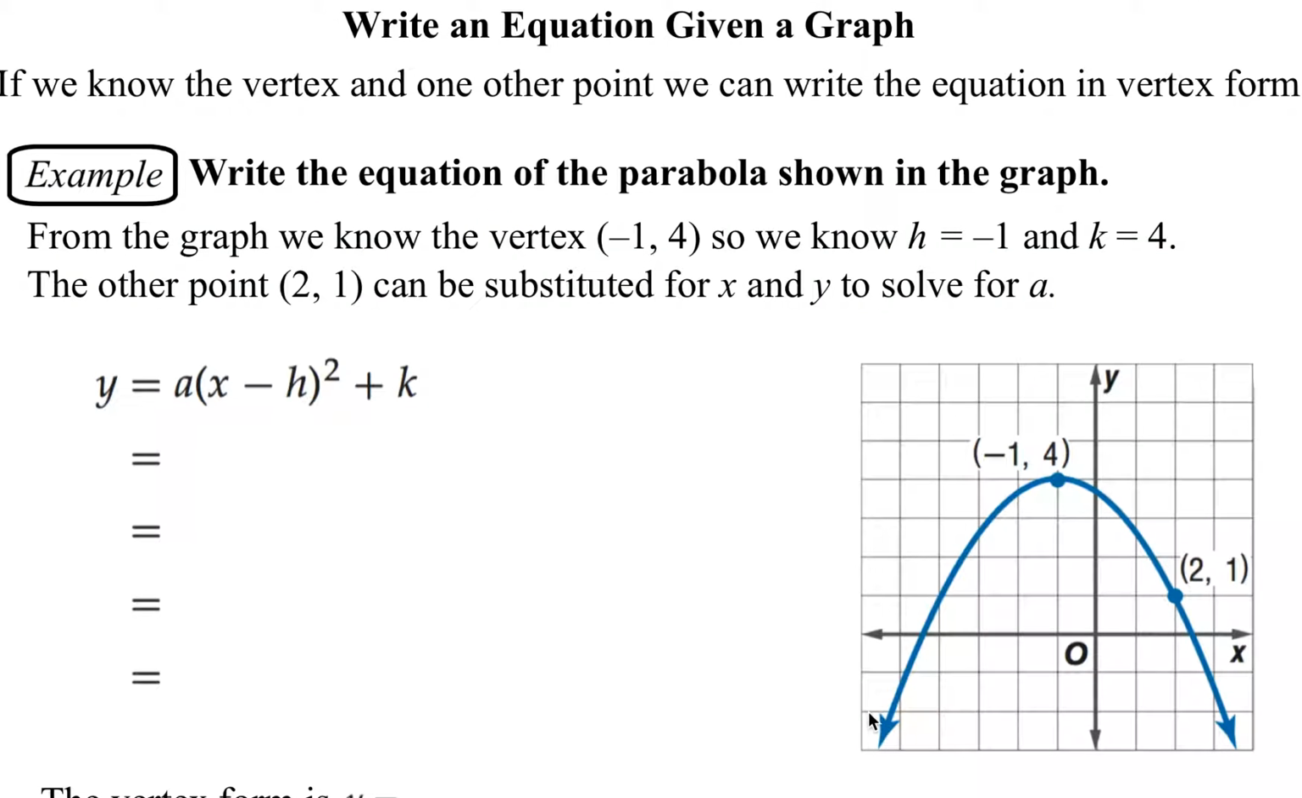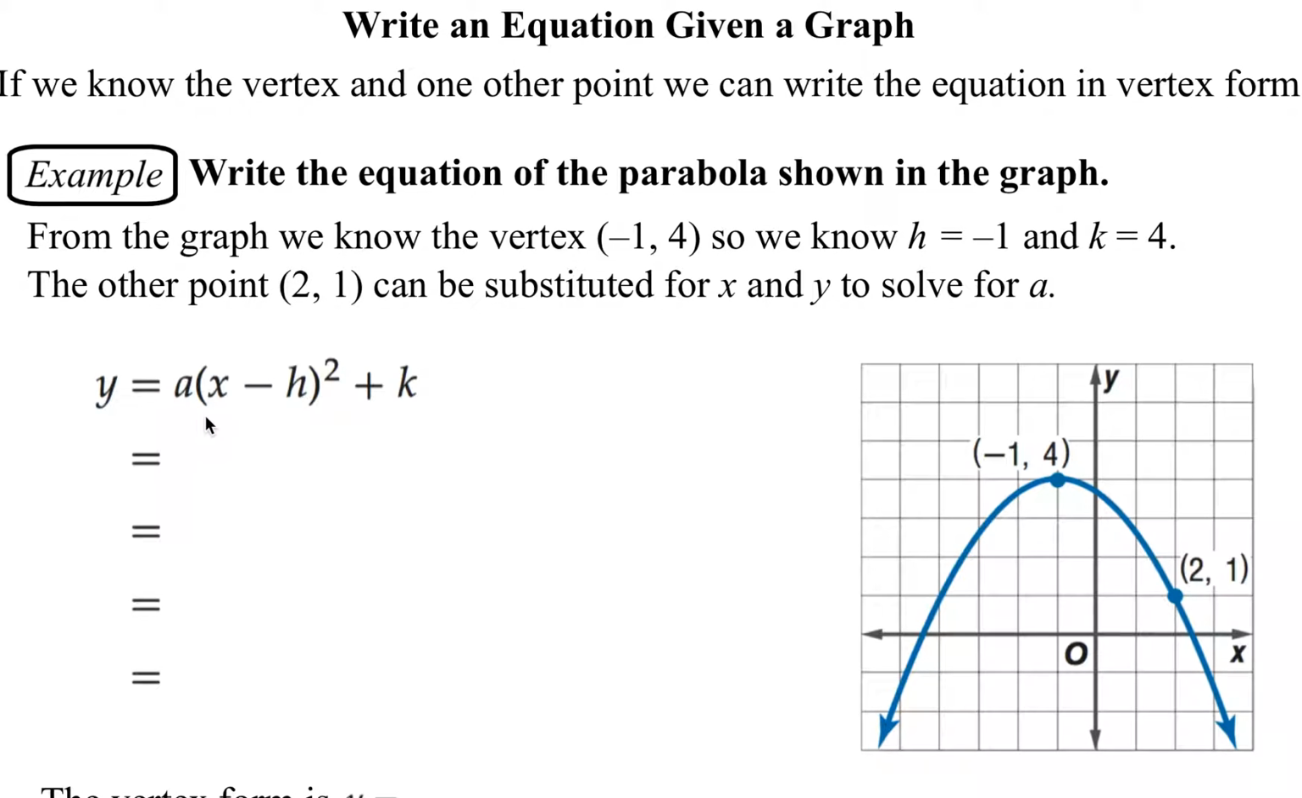In this example, we want to go ahead and write an equation just from the graph that we have. And the only two pieces of information we need are the vertex and one other point. And that will allow us to come up with our equation in vertex form. So we have the vertex equal to negative 1, 4. That tells us that h is negative 1, k is 4. And we have the point 2, 1. Well, these are x and y values.